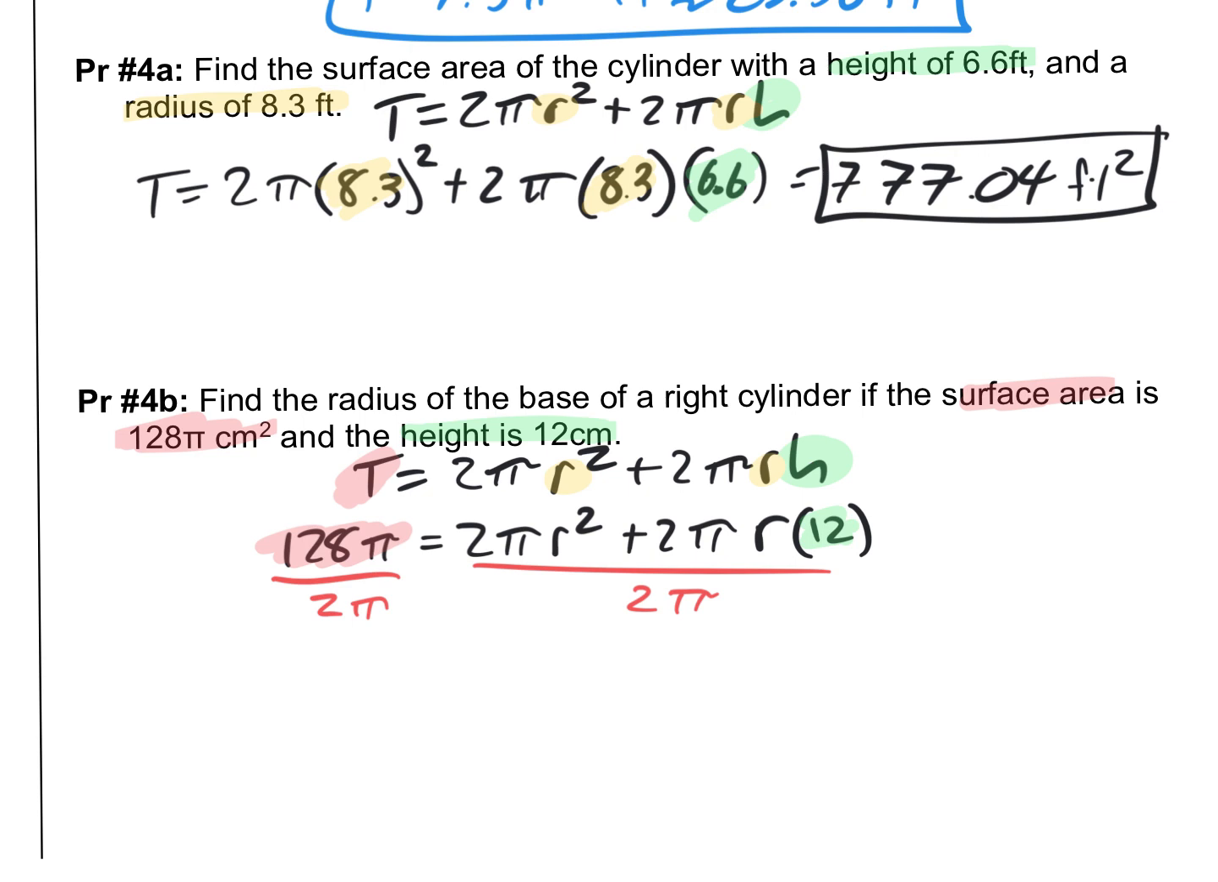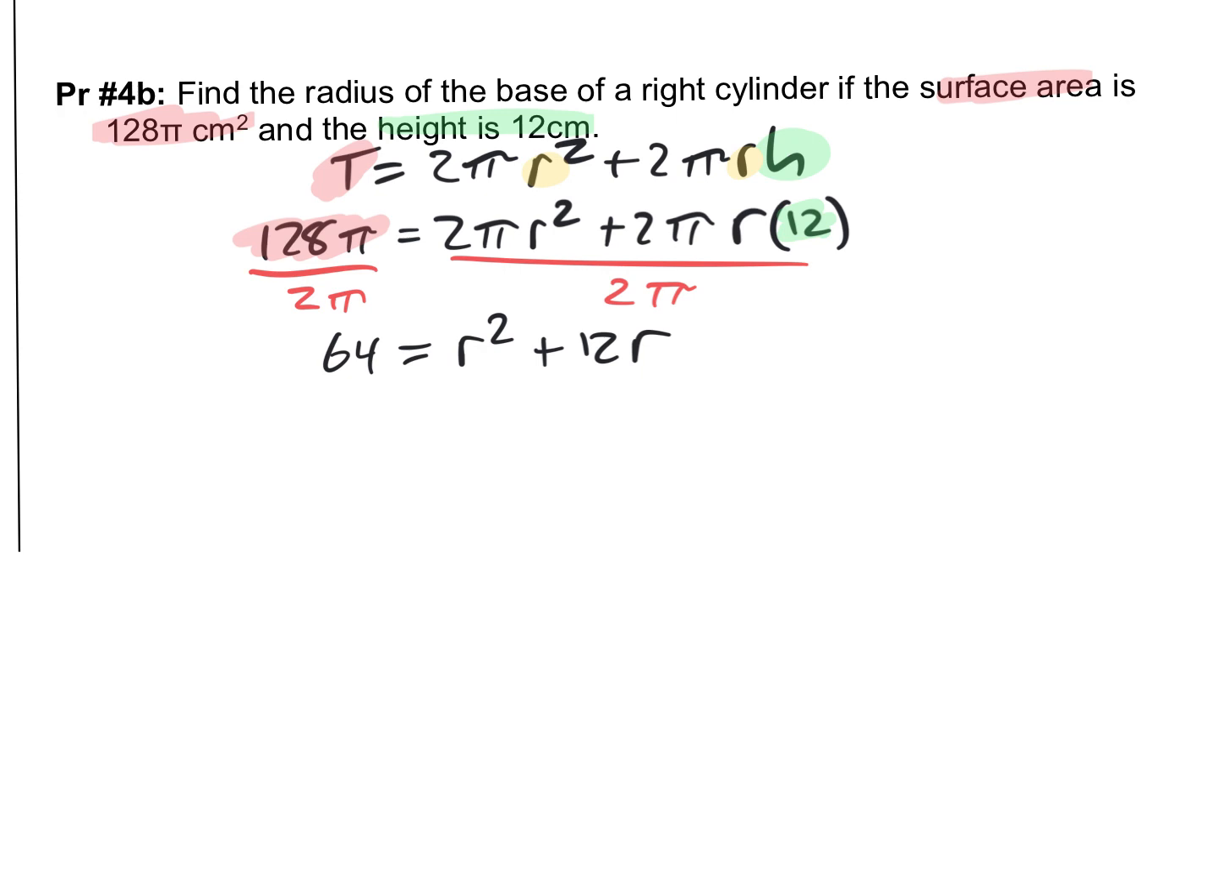So if I do that, 128 divided by 2 is 64. This would leave me with r squared plus 12r. And now we have what starts to look like a quadratic. Remember, we did quadratics last semester, and you can kind of see the application of some reasons why we might need to solve for a quadratic. So to solve a quadratic, you want to get it equal to 0. So I would subtract 64 from both sides. And so I have 0 equals r squared plus 12r minus 64.